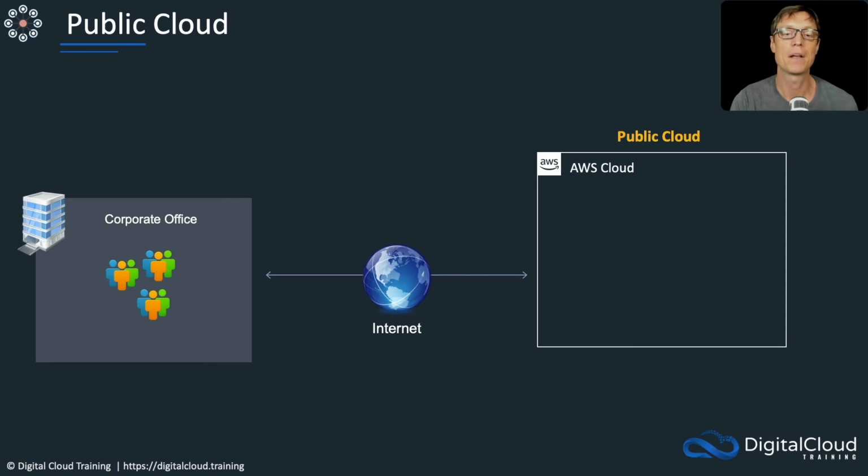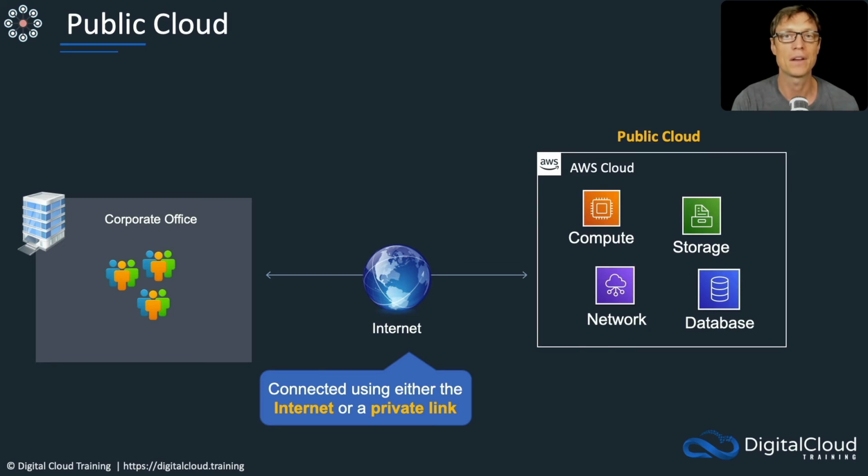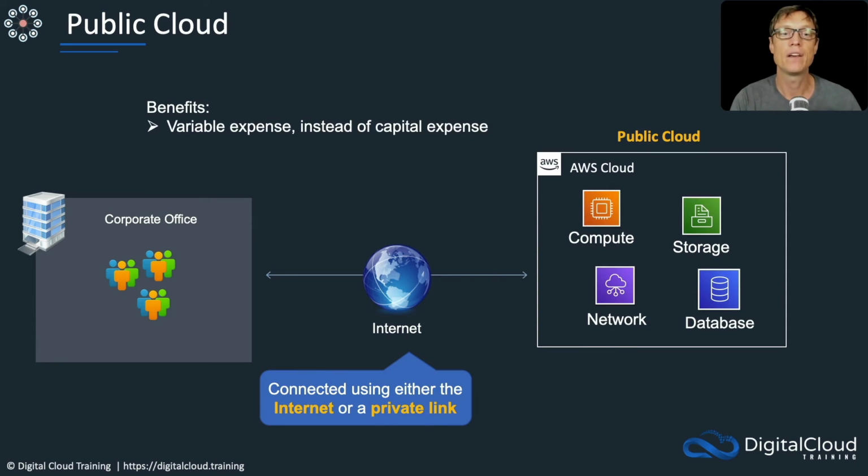We then have the public cloud. So here you're connected via the internet, or in some cases a private link from your corporate office to the public cloud, and the public cloud is where the services are delivered. So you're a consumer of those services. Services like compute and storage and network and database. Some of the benefits are you get variable expenses, so in other words, you're paying just for what you use instead of a capital expense.